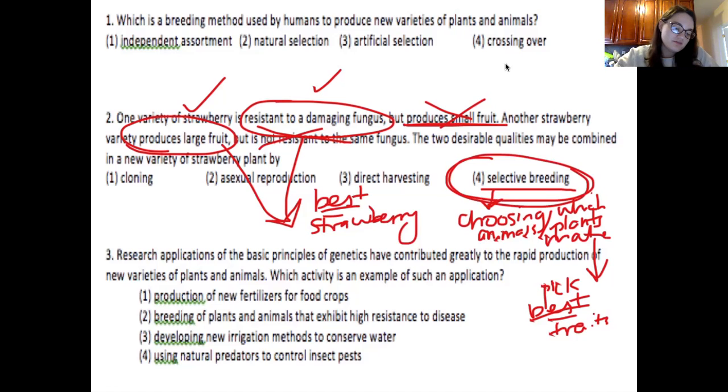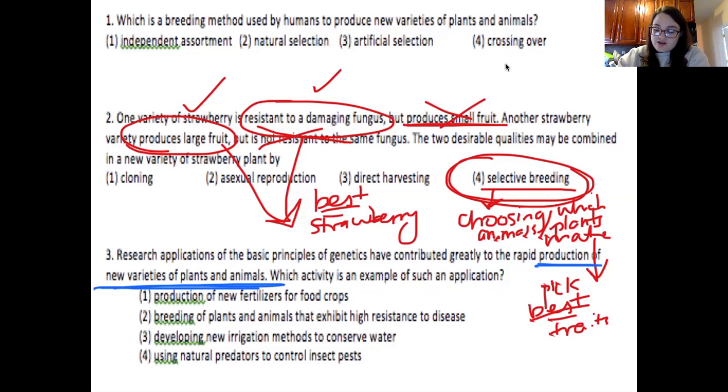All right, number 3, research applications of the basic principles of genetics have contributed greatly to the rapid production of new varieties of plants and animals. Which activity is an example of such an application? Now, once more, since we're talking about producing new varieties of organisms, we're talking about creating new breeds or new types of plants or animals. Now, in this context, we're talking about humans doing it. So humans are the ones producing these organisms, meaning it's not natural, but it's artificial.